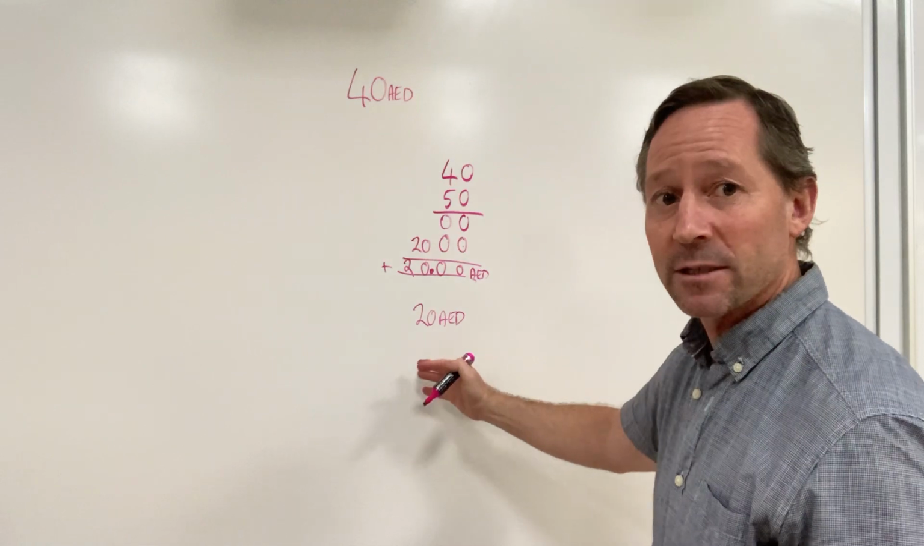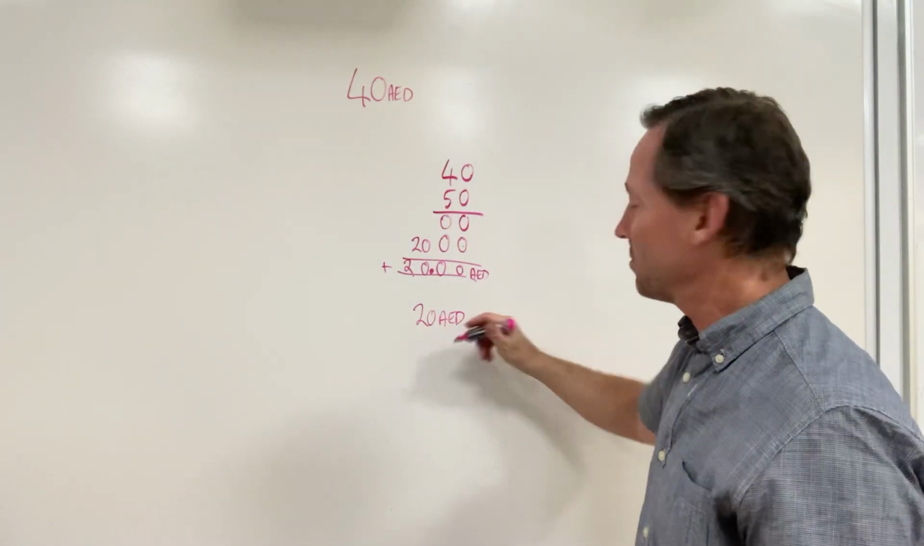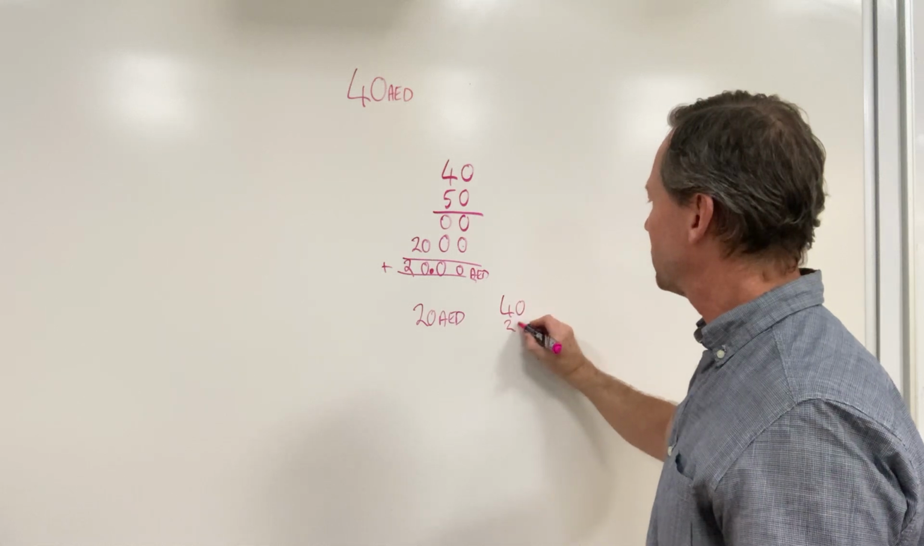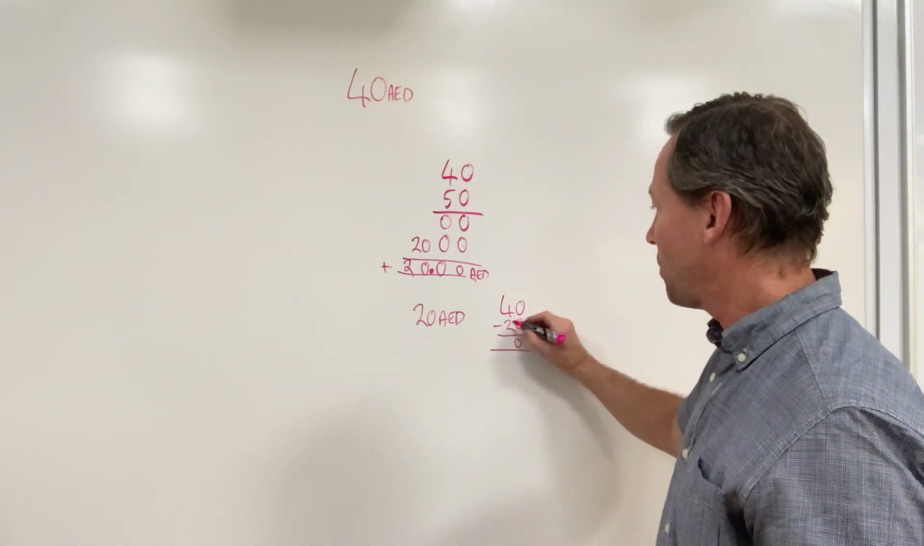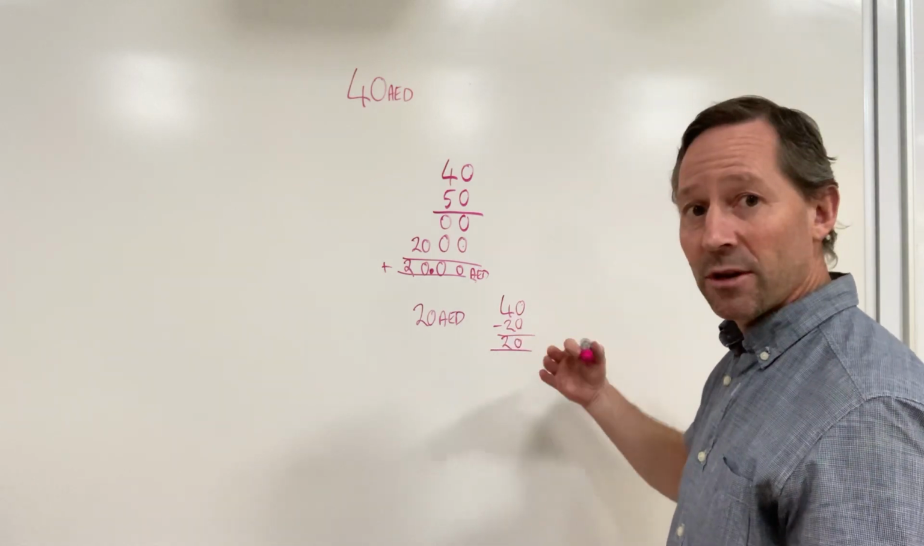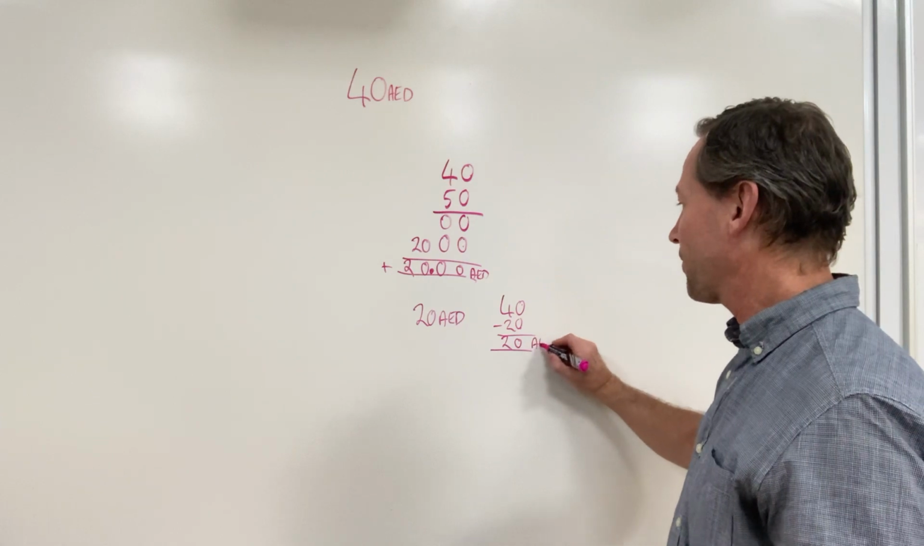This is my new price, which means 40 minus this new price. 0 minus 0, 0, and 4 minus 2. So my new price is 20 dirham and my savings is 20 dirham.